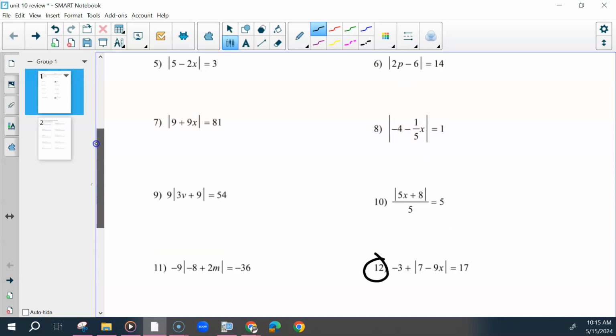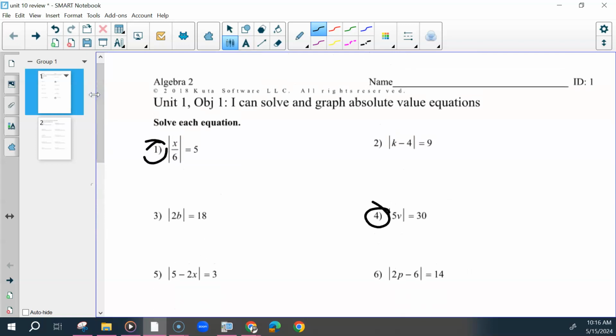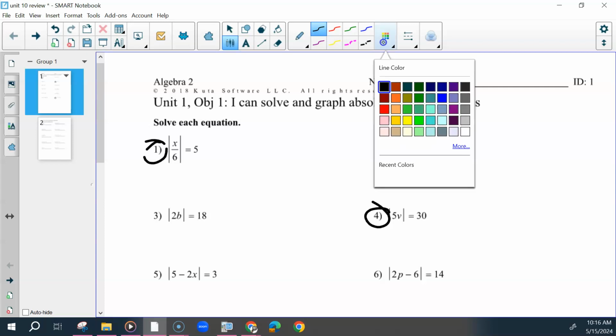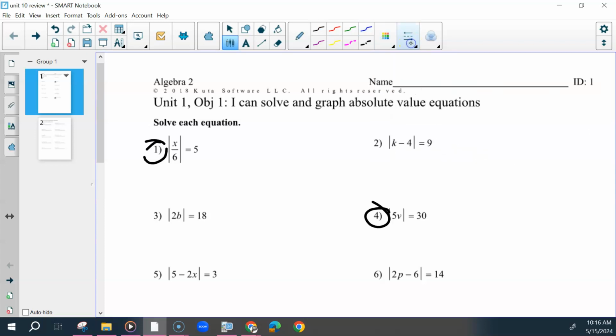Okay. So we'll go through these problems on the first page and then any problems you want to see on the back. For all of your equations, you have to isolate the absolute value bars, get them by itself. If that is already the case, like in number 1, drop the absolute value bars. Set it equal to a negative and a positive 5.